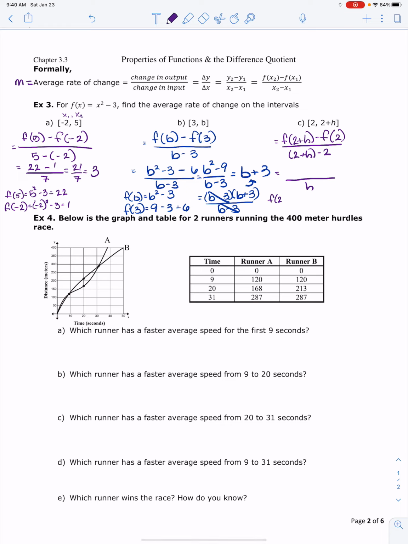I'm going to end up with just h in the denominator, so that should be a little familiar. So again, f of 2 plus h, I'm going to see if I can cram it in here. 2 plus h squared minus 3. And I'm running out of room, so let's go ahead and cram it in up top. 2 plus h times 2 plus h, and I get 4 plus 2h plus 2h plus h squared. 4 plus 4h plus h squared.